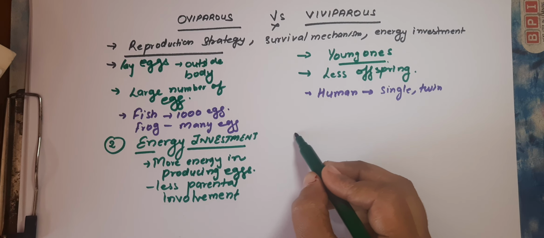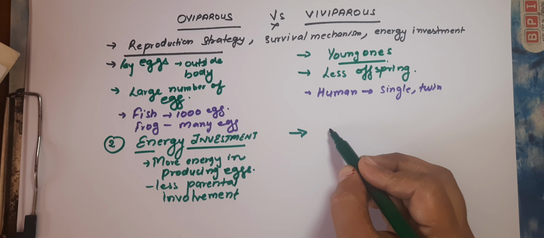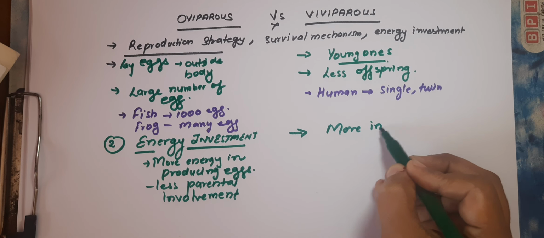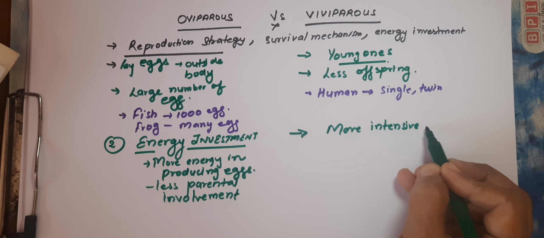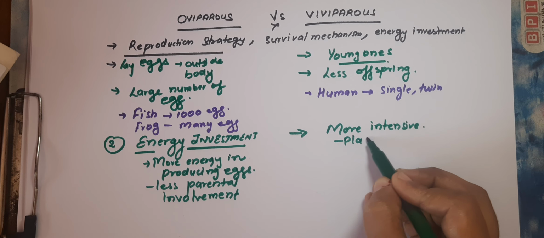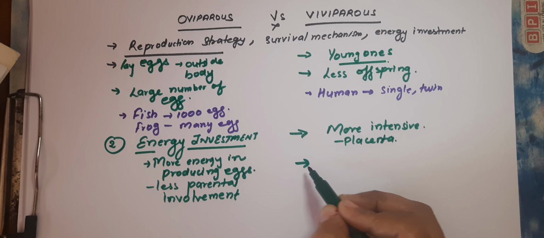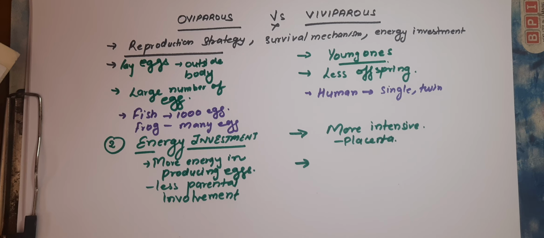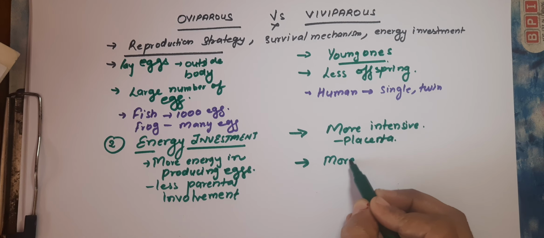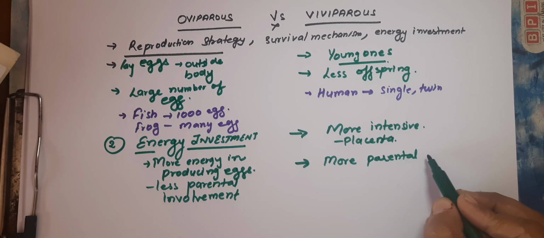Whereas in the case of the viviparous, the mother will provide the energy. It is more intensive, as the mother has to provide the energy for the young one's development, protection and the nutrients through the placenta. The young one is attached to the mother through the placenta, and this signifies the investment and more parental involvement, as the offspring is attached to the mother.